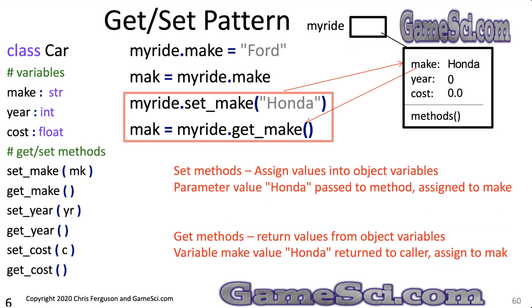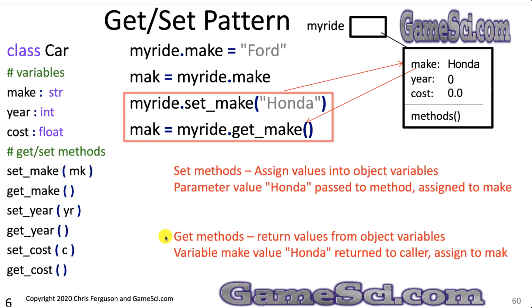Now these two lines of code do exactly what the previous two lines of code do, but they do it slightly different. They use methods to accomplish the same thing that we did in these two lines of code. Set methods assign values to object variables. The parameter value Honda is passed to the method and then assigned to the variable make. So I went to myRide. The dot operator says go inside the reference. setMake was one of the methods, and it took the parameter Honda and changed the make variable for us.